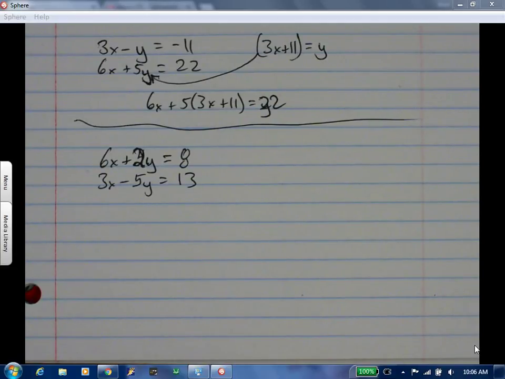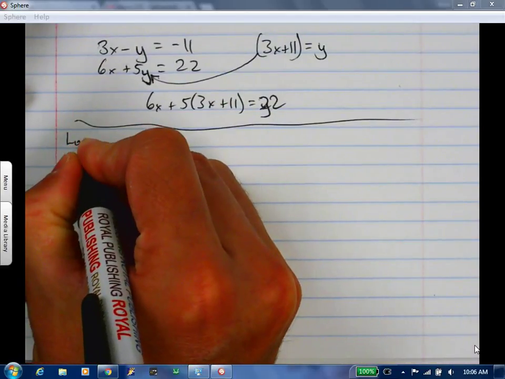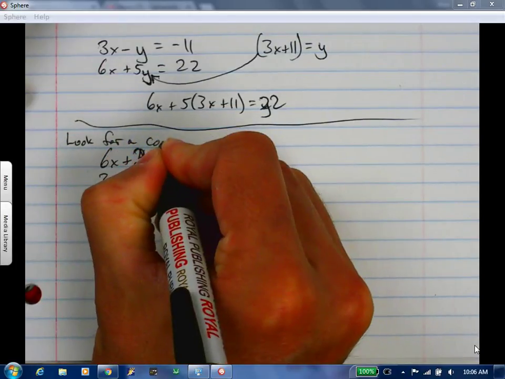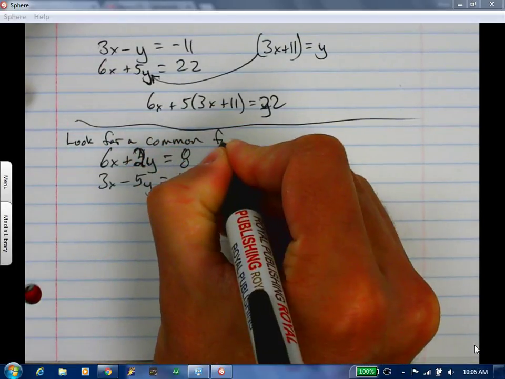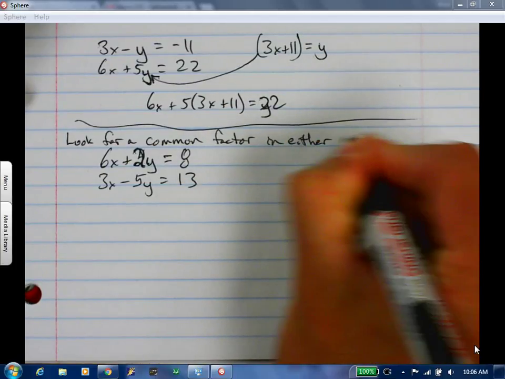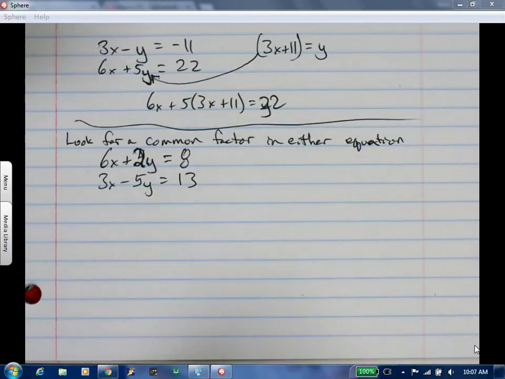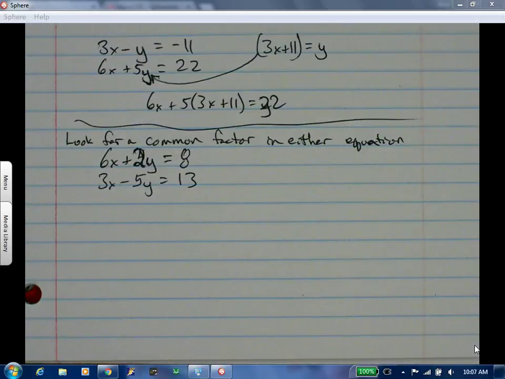Now, what you can do, here's your hint. Look for a common factor in either equation. So we're going to look for a common factor. Sometimes you may have a common factor, you can divide everything by that number. So that happens with that top equation. You have a 6, a 2, and an 8. So what's the common factor between 6, 2, and 8? 2.